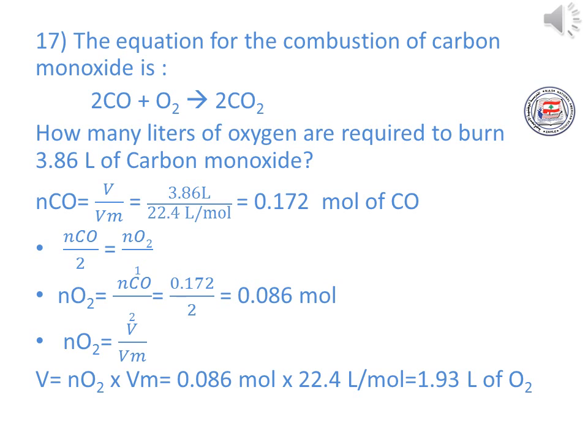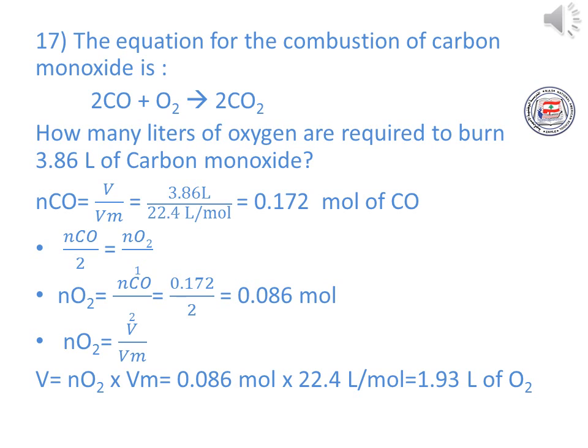The equation for the combustion of carbon monoxide is 2CO plus O2 gives 2CO2. How many liters of oxygen are required to burn 3.86 liters of carbon monoxide? So start with a given quantity and convert from volume to moles. So number of moles of carbon monoxide equal V divided by molar volume, and the answer is 0.172 moles of carbon monoxide.